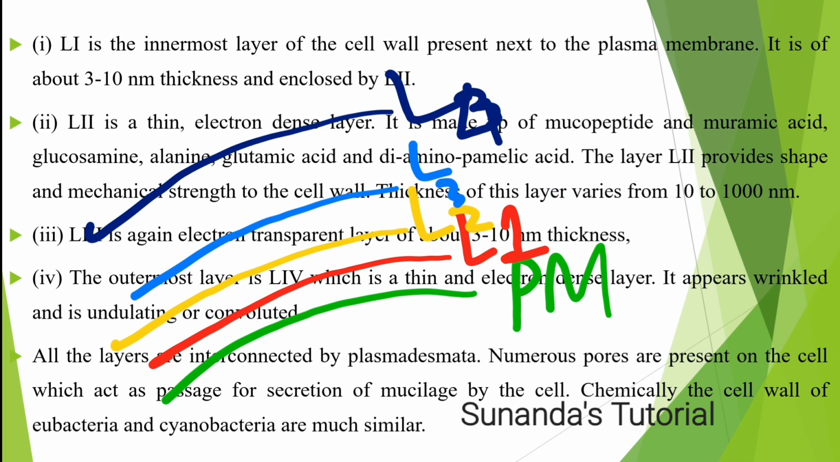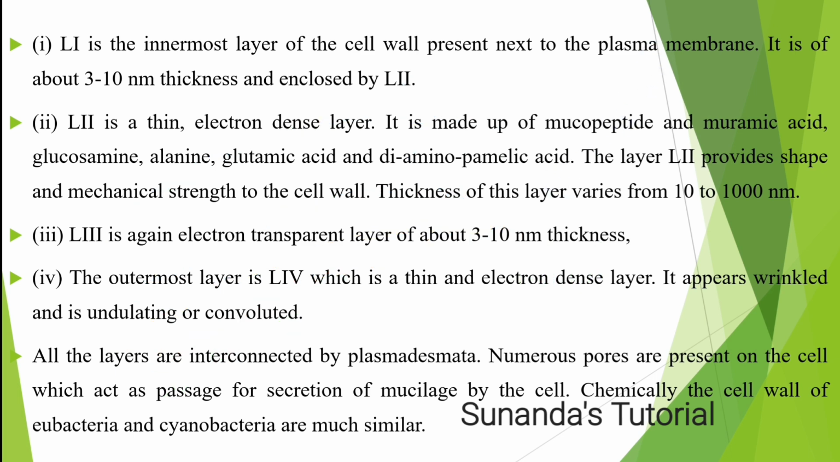Next, L2 is an electron dense layer. It is made up of mucopeptide and muramic acid, glucosamine, alanine, glutamic acid and diaminopimelic acid. L2 provides the shape and mechanical strength to the cell wall. Okay.